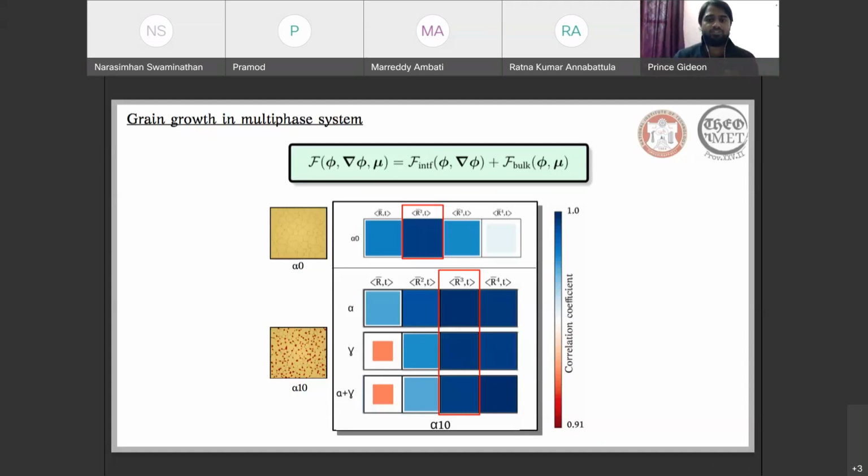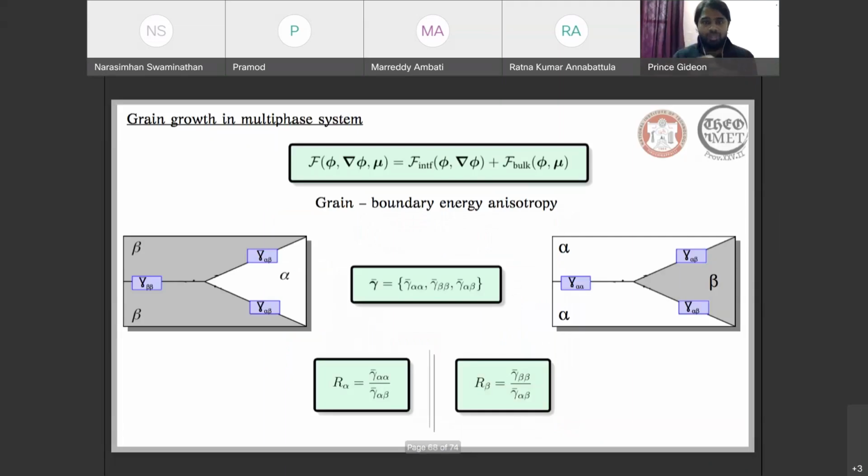Now, in addition to that, the duplex system also offers us a setup wherein we can consider grain boundary energy anisotropy, meaning in a duplex system, we have 3 different grain boundaries. One that separates grains of identical composition, and the others that separate grains of different composition. So just by considering different values for these distinct grain boundaries, we will be able to introduce a certain degree of anisotropy in the grain boundary energy.